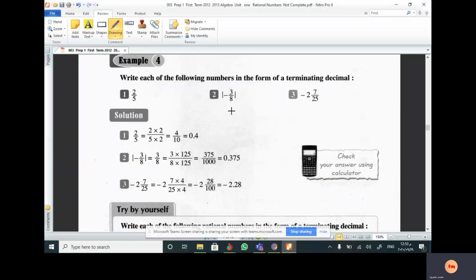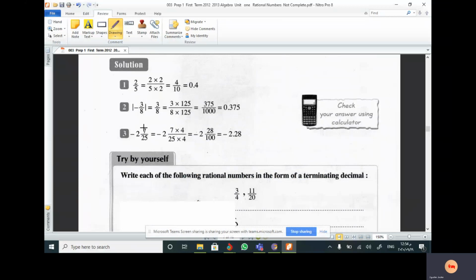Absolute value of negative 3 over 8. The absolute value makes any negative number inside it positive. Negative 3 over 8 will be positive 3 over 8. And to change 8 to 10, you can't do that. You can't make it 100 either, so you can make it 1000 by multiplying by 125. 3 times 125 will be 375 over 1000. It will be 0.375.